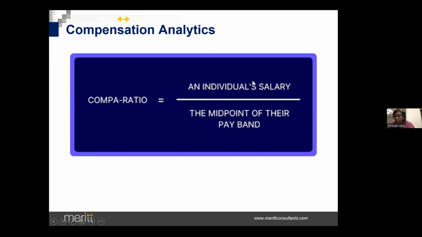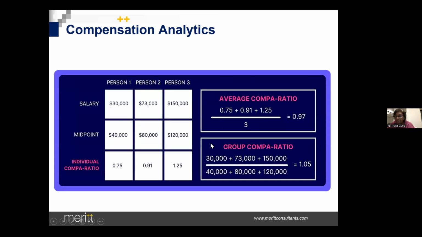The formula: individual salary divided by the midpoint. Now, you can also calculate the average comp ratio and also the group comp ratio. So when I calculate the average comp ratio, what does it indicate? This is 0.97. When the average comp ratio of these three people is 0.97, what does it indicate to me?